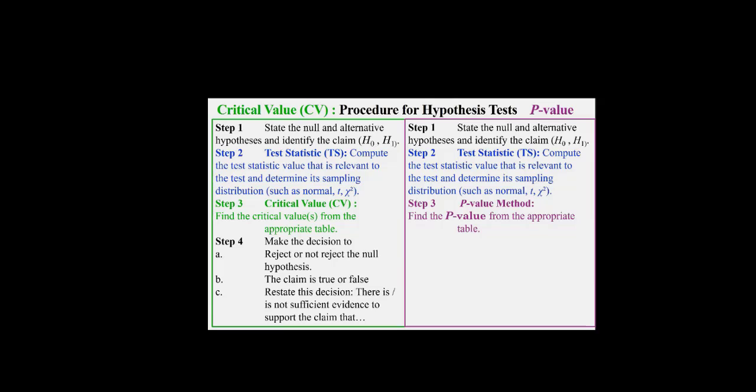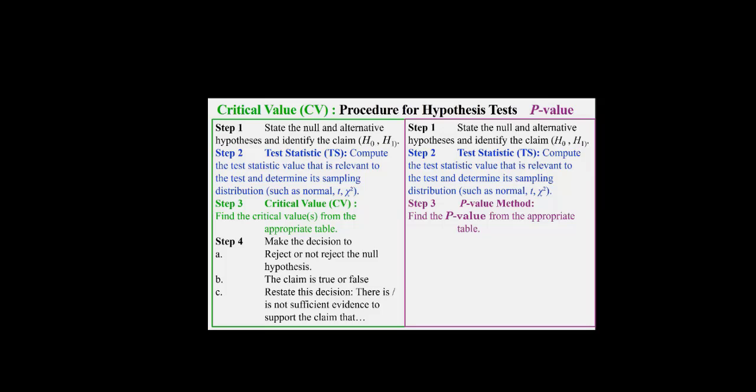You make a note of that. And then finally, you restate the decision by writing there is or there is not sufficient evidence to support the claim that, and you just write the claim that is given. So you either support it or you don't based on your calculations.